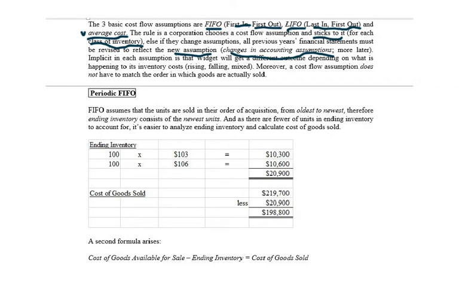Okay, so the first one we're going to tackle is periodic first in, first out. Again, we'll look at perpetual inventory in another video. So the periodic system is basically we're analyzing all the data for the period. Now, this one, to go over the basics here, means we're assuming that we're selling from oldest to newest stuff.